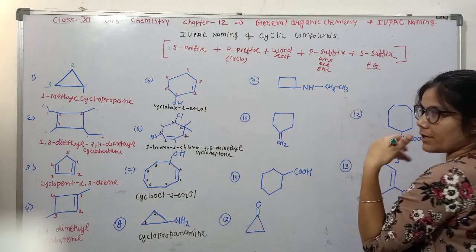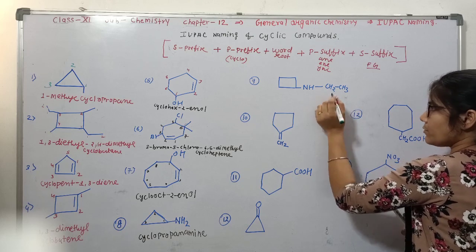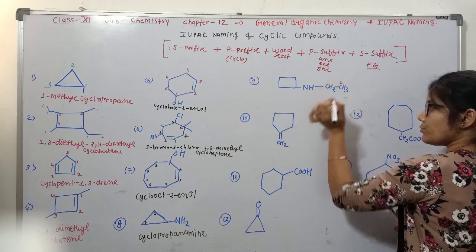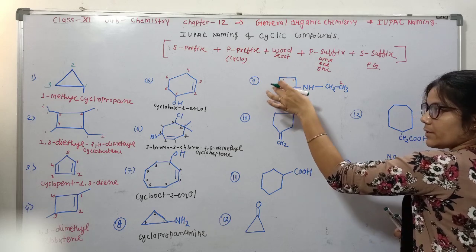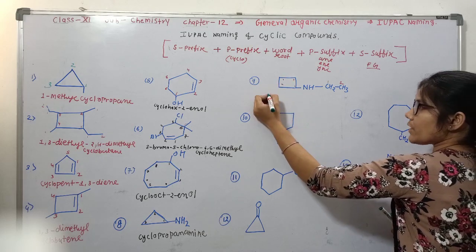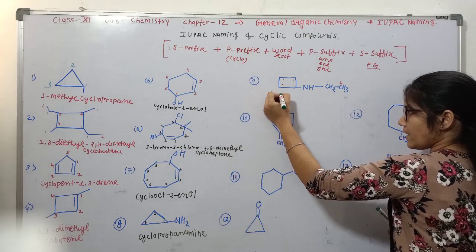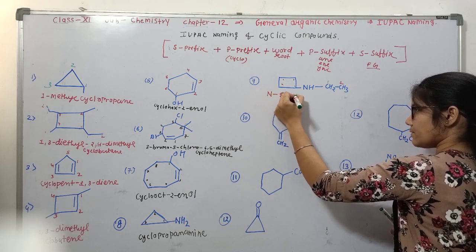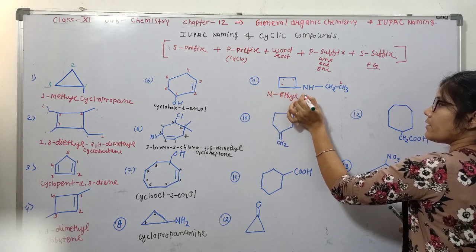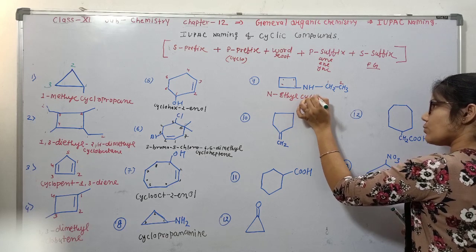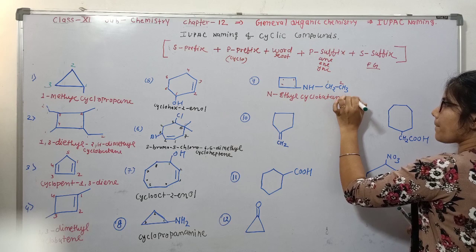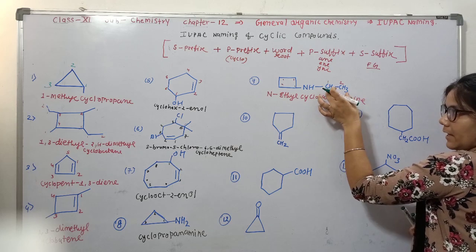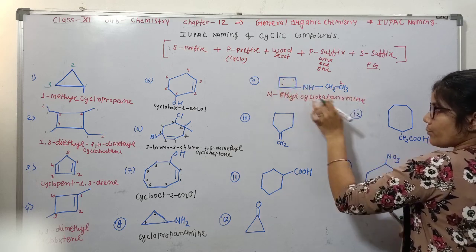So we have already done this type of compound. So it is 1, 2, 3, 4. So this one will be the parent compound. So naming is N-ethylcyclobutanamine. Clear? N-ethylcyclobutanamine.